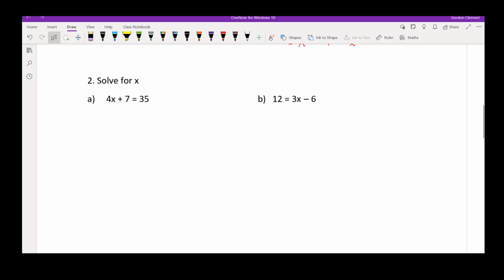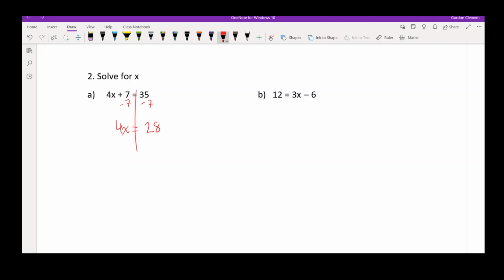Now we're getting into these two-step equations that we practice so much. So remember, we've got one side with two terms on it and one side with just a number. The first step is, on the side with two terms, get rid of the term without the x. So that's a plus 7, get rid of that by minusing 7. I'm left with 4x equals 28. What you do to one side, you do to the other. To get rid of the 4 in front of the x, we divide both sides by 4, and we get x equals 7.